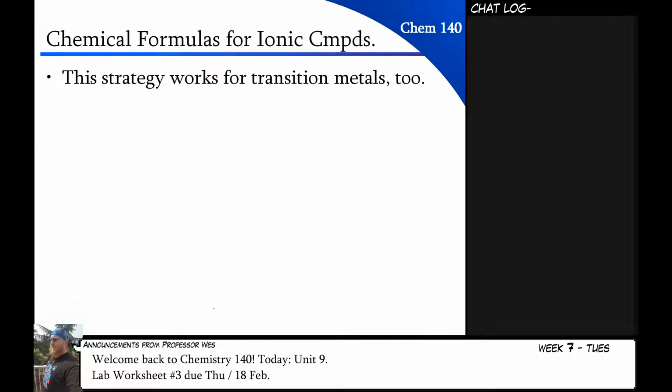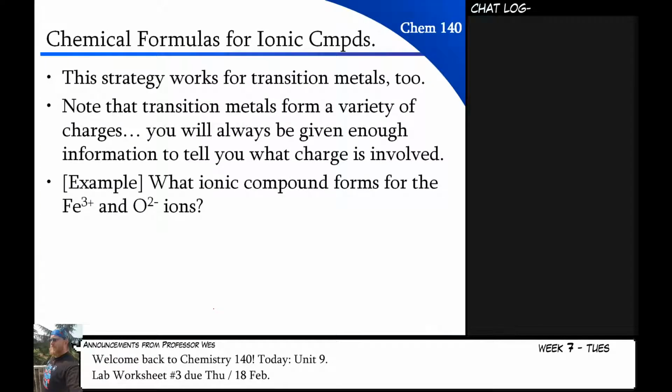Now, what if I give you a transition metal? The same thing works. You're just going to have bigger charges. In fact, this one I'm giving you here for iron is actually kind of a small number for a charge. 3 is kind of small for transition metals. You can get all the way up to 8. And you'll see that in this class.